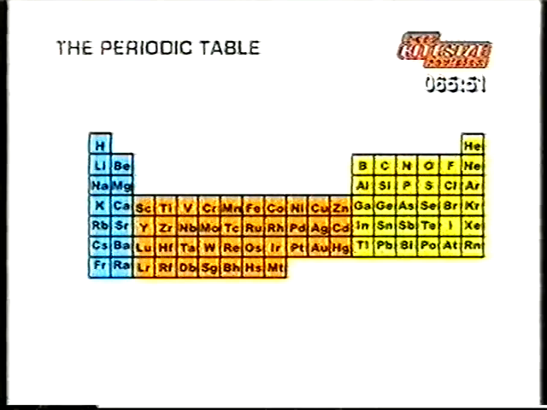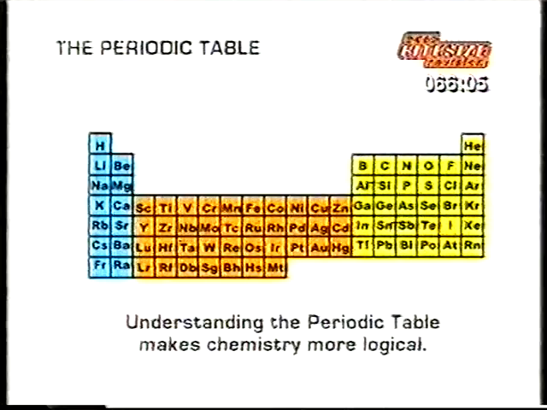The periodic table is a table of all the known elements, organised according to their properties and their atomic structure. The periodic table shows each element by its chemical symbol. Understanding the periodic table and the information it contains will help make chemistry more logical. This next clip explains some of the patterns using a reduced form of the periodic table.